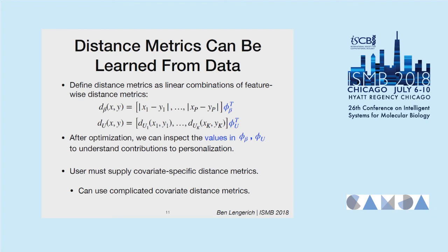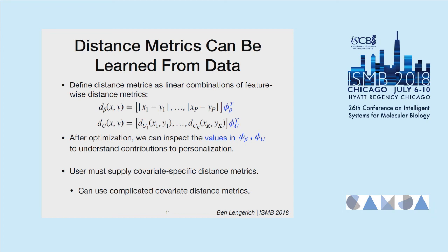We're going to use linear combinations of feature-wise distance metrics. So for d beta, that is our distance over model parameters, we're just using the L1 norm, but it's weighted by phi beta. And for du, the distance over covariates, we have user-supplied feature-specific distance metrics. So here we're assuming that we have k different clinical covariates, and the user has given us a feature-specific distance metric for each one. Then we're going to optimize phi beta and phi u, and we can inspect the values in those vectors to understand what our personalized models are responding to.